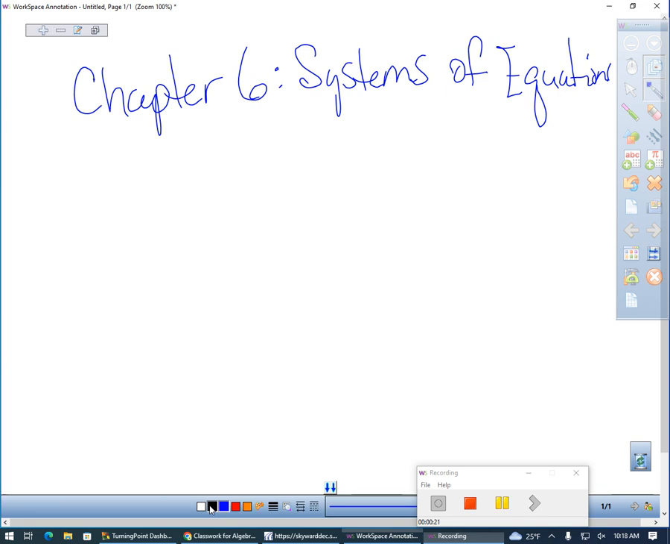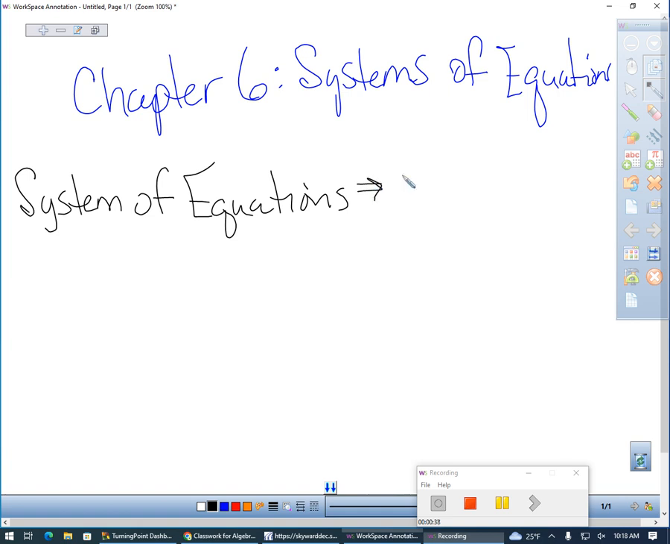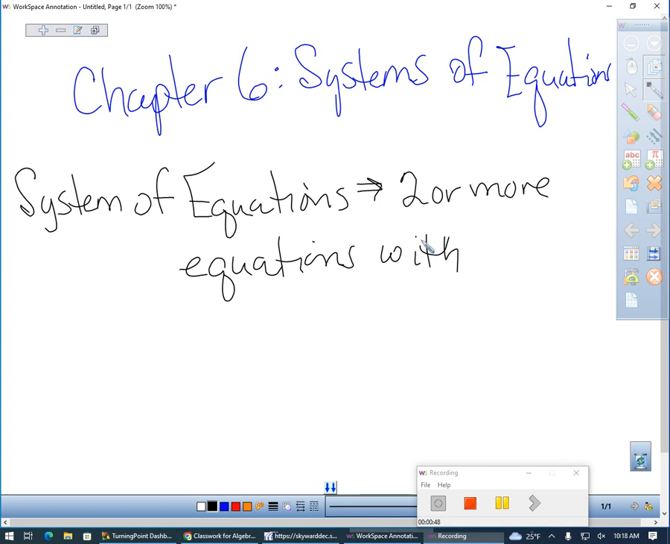Alright, so the first thing we need to talk about before we actually get into this section is, what is a system of equations, right? A system of equations is two or more equations with the same solution.